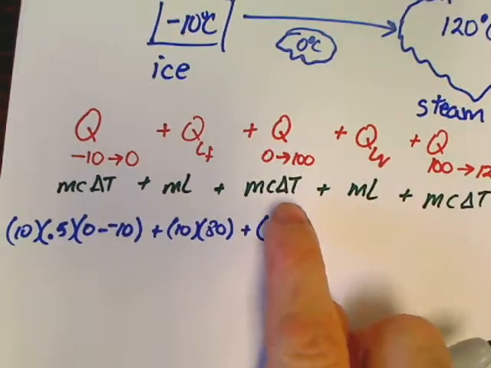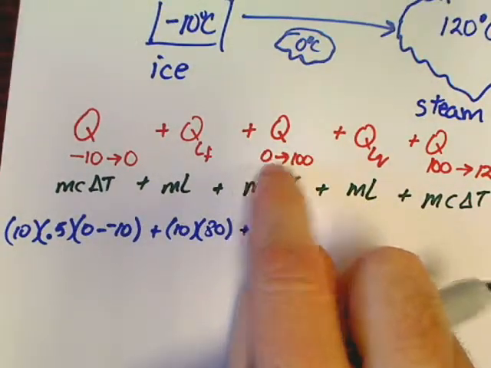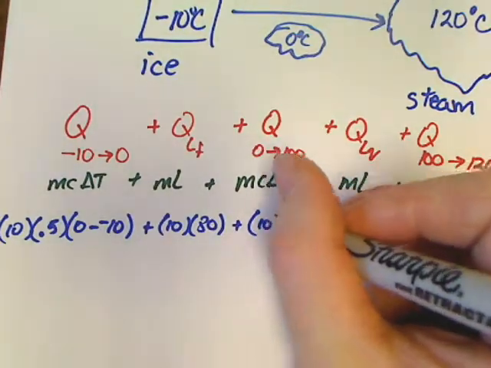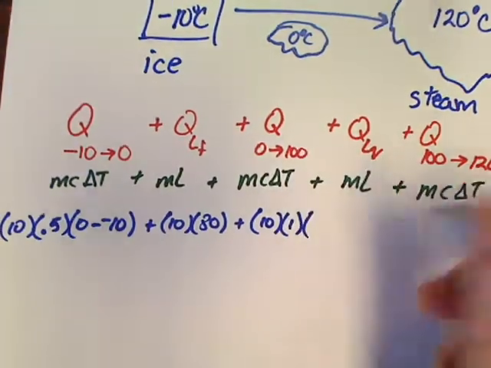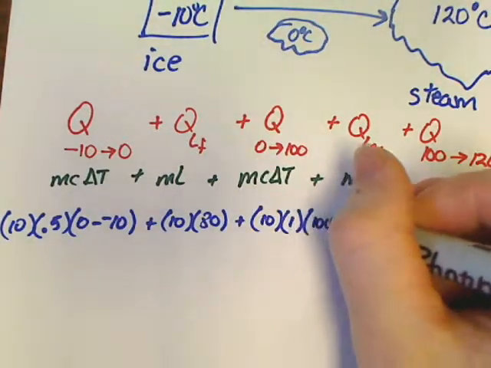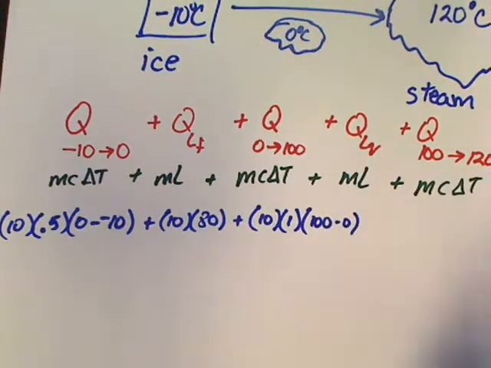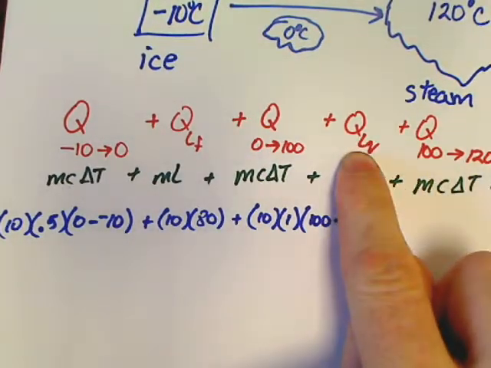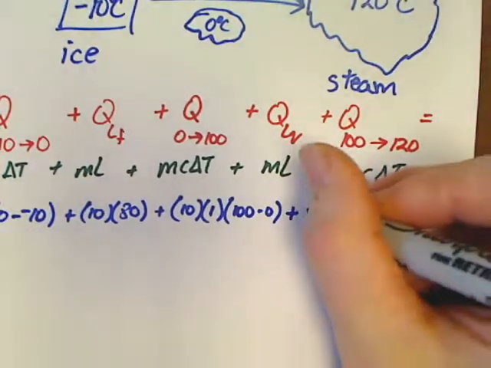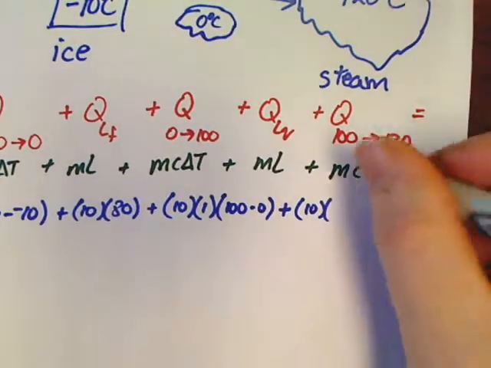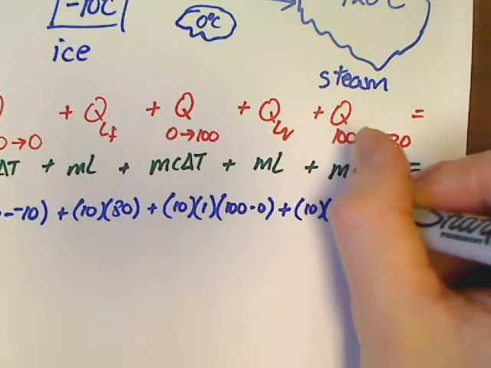This is where people get confused. Where am I at? 0 to 100. Well, that's water between 0 and 100. C for water is 1. And so it's going to be final minus initial: 100 minus 0. Oh my goodness, I'm still not done. Plus, again, now for this QLV, M, which is 10, times LV for water, which is 540.